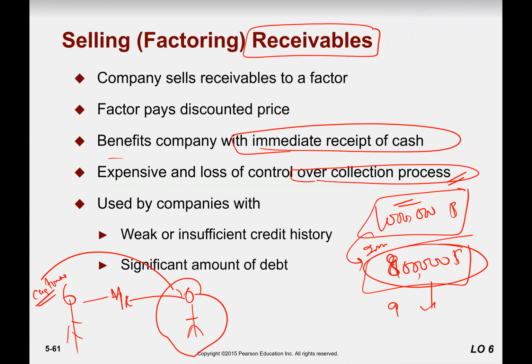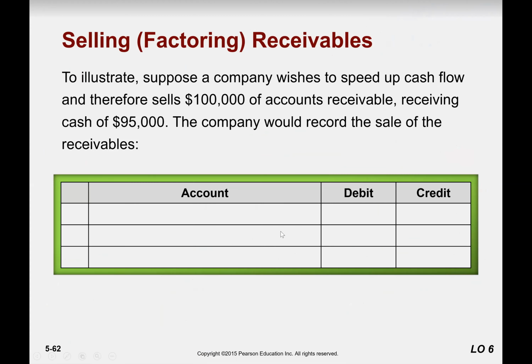This method is used by companies who have a weak credit history or insufficient credit history with their customers, or companies in a significant amount of debt. In order to pay their debt, otherwise the creditor is going to sue the company and go for bankruptcy, it is better to sell their accounts receivable to some third party and receive immediate cash to fulfill their obligations.